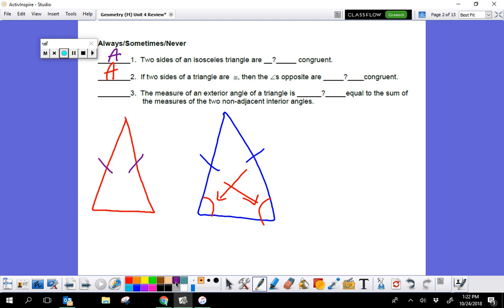And then number 3, the measure of an exterior angle of a triangle is blank equal to the sum of the measures of the two non-adjacent interior angles. So here's what that means. Okay, you've got this triangle here. I'm going to extend that piece. Okay, so let's say that you have this angle here that's x, and you have this that's 50. Those two angles are going to add up to be whatever this angle is here. So the measure of an exterior angle of a triangle is always equal to the sum of the measures of the two non-adjacent interior angles.